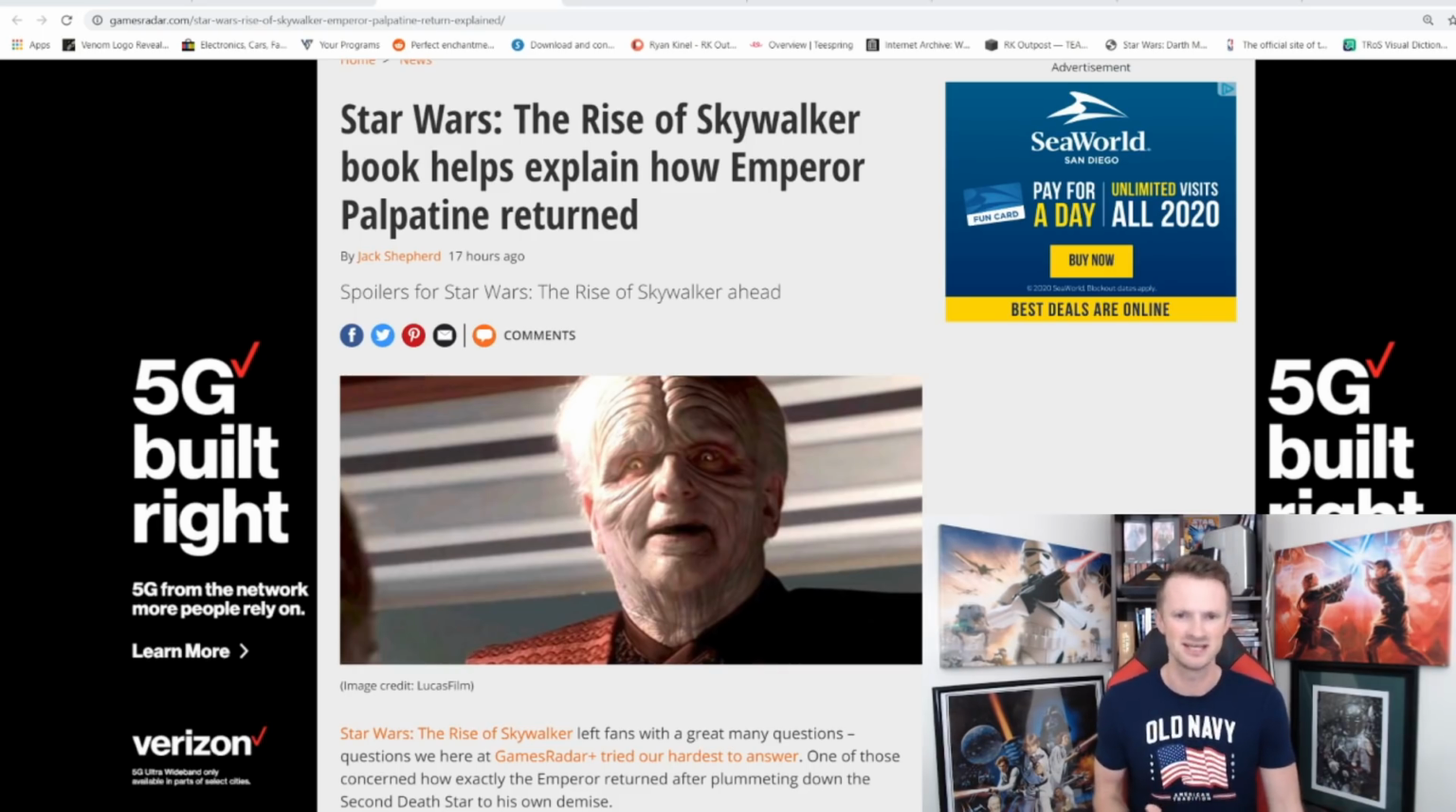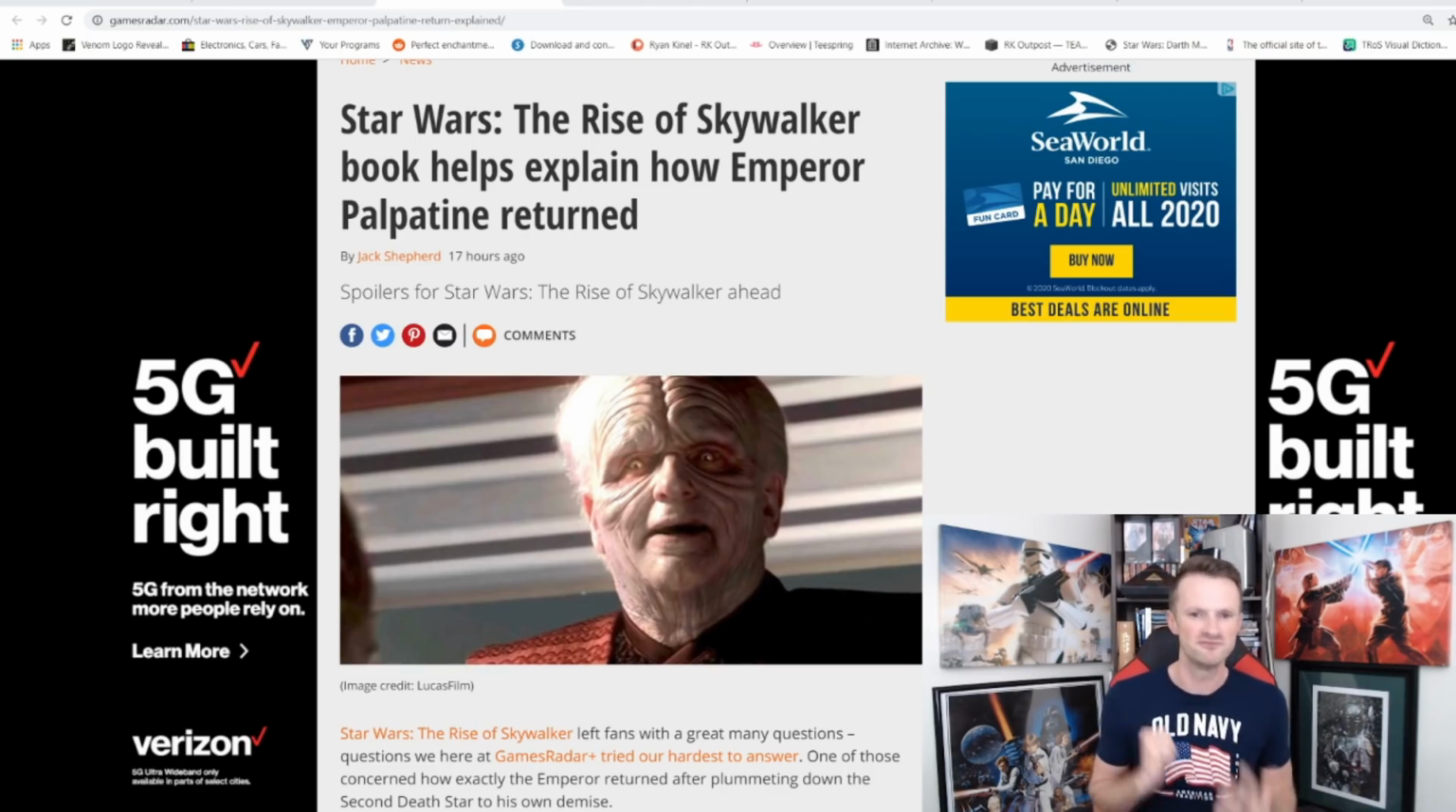There was no hinting of this happening before because, let's face it, there was no plan to bring him back before this movie. It was a reactionary thing they had to do because Rian Johnson killed off Snoke, because Lucasfilm has no plan. So then when you see something like this, Star Wars: The Rise of Skywalker book helps explain how Emperor Palpatine returned. And of course, they're talking about the Rise of Skywalker visual dictionary.